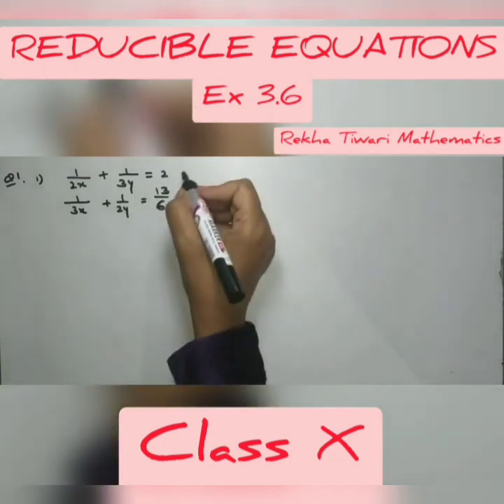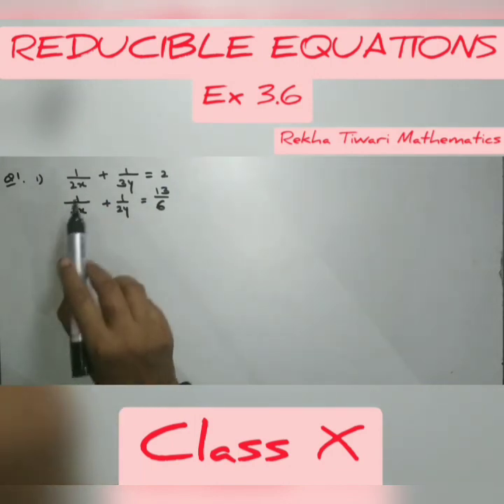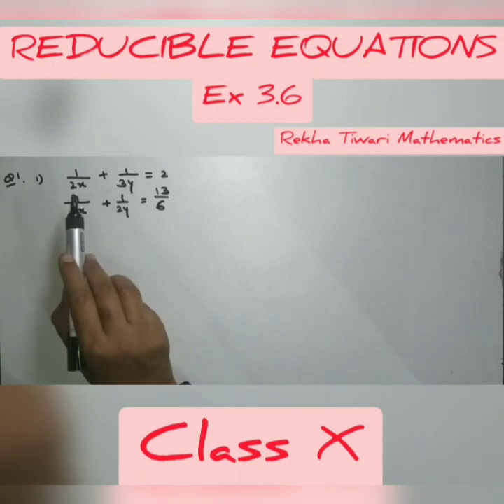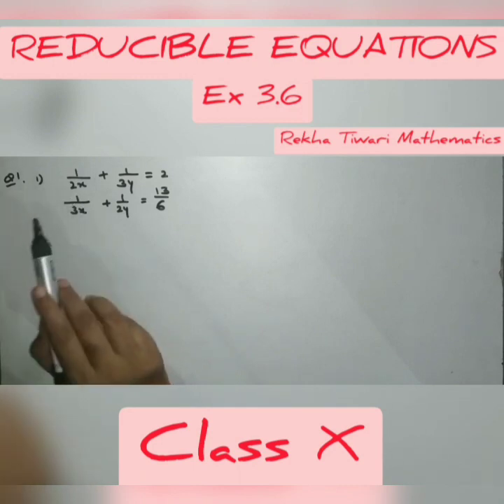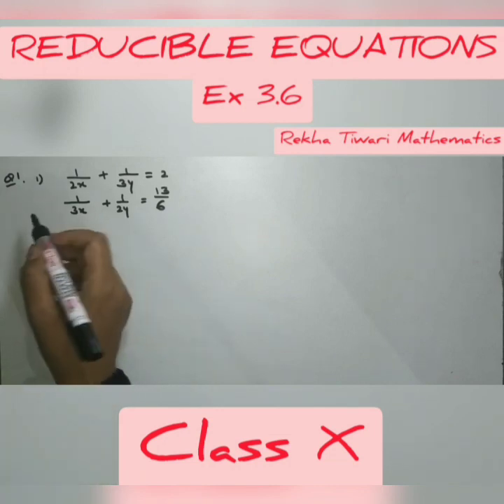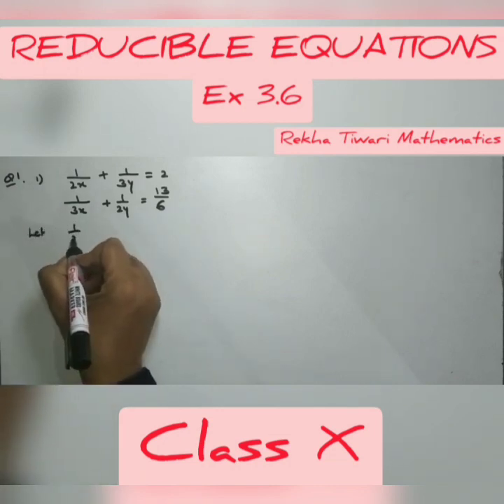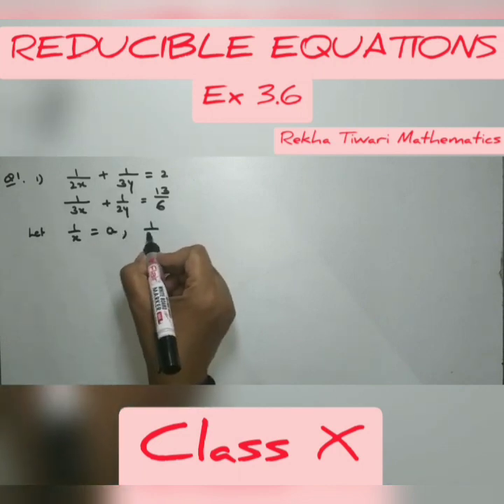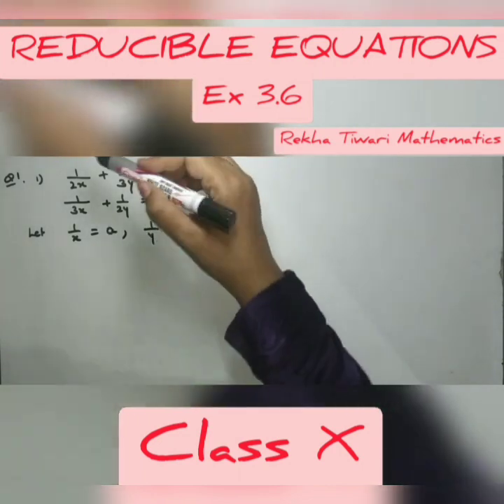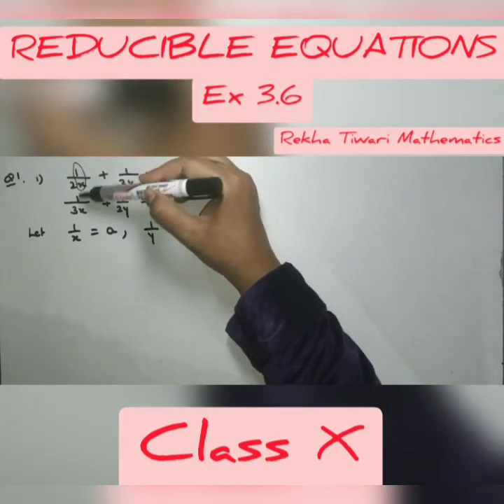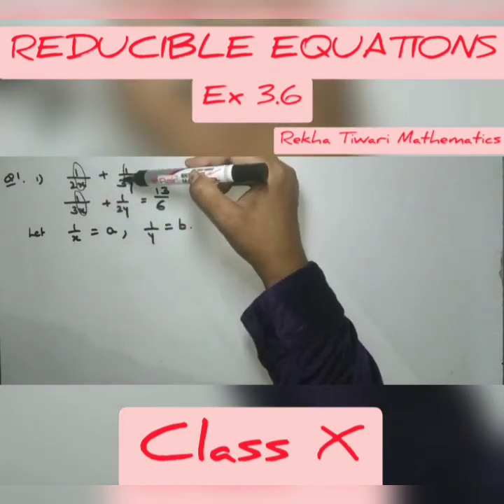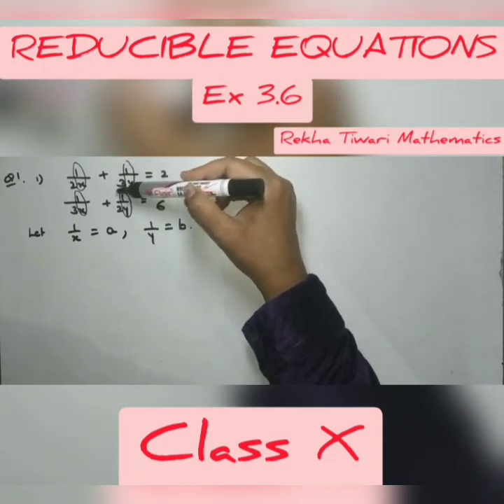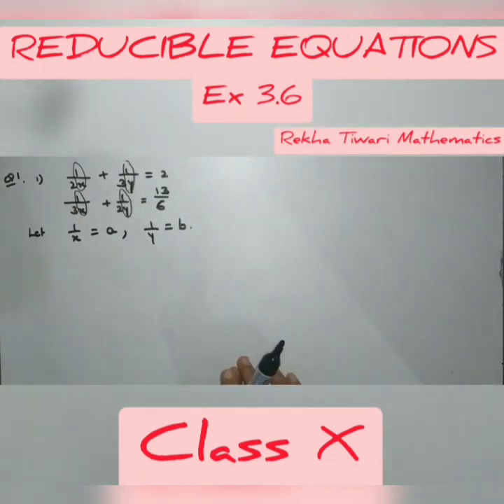Now see, in these two equations, the variable is in denominator, which is not valid. So we have to reduce this equation. How to reduce this? We have to assume let 1 by x is equal to a and 1 by y is equal to b. See, here it is 1 by x. Here also you are getting 1 by x. Here 1 by y. Here 1 by y. Since both the equations have the same variable, so let us assume 1 by x as a and 1 by y as b.